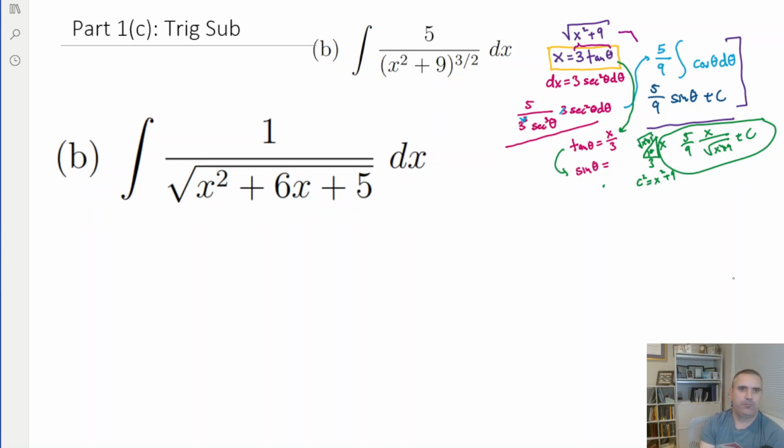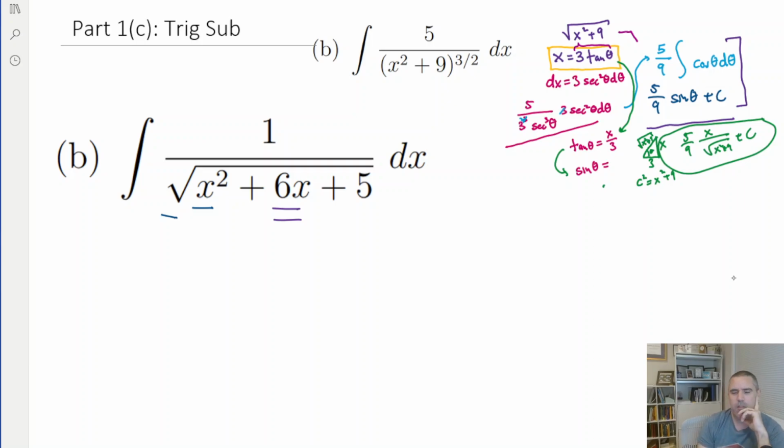Okay, let's try this one. This one has a quadratic under a radical. So I'm thinking trig sub, but it has this unfortunate term in the middle. We need to complete the square. Now I find that there's like a super uneasiness about completing the square.